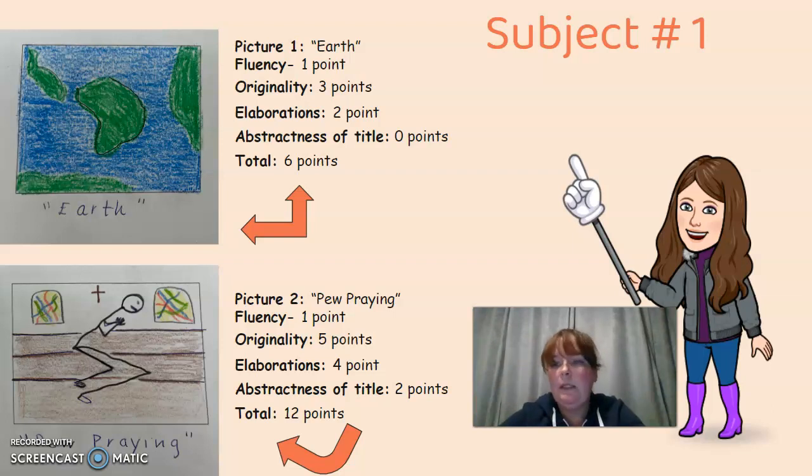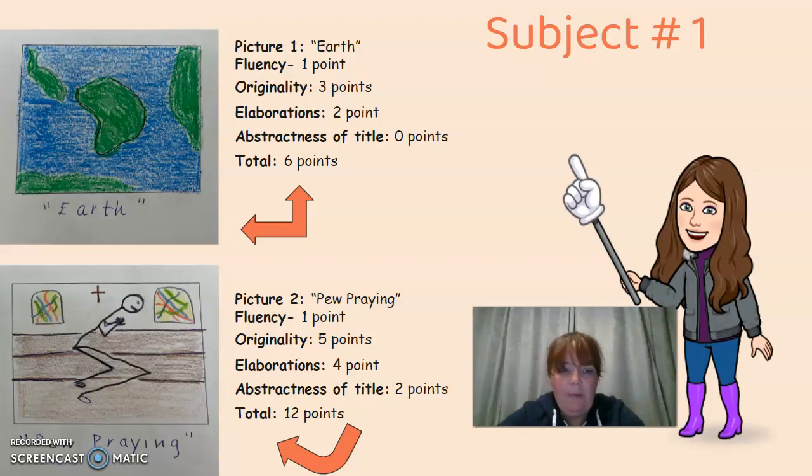For subject number 1's second picture, I was super surprised with the image that was created from the zigzag lines that were just inside the box. There's detail put into the picture along with different colors. I felt that the title was different and fitting for the drawing.